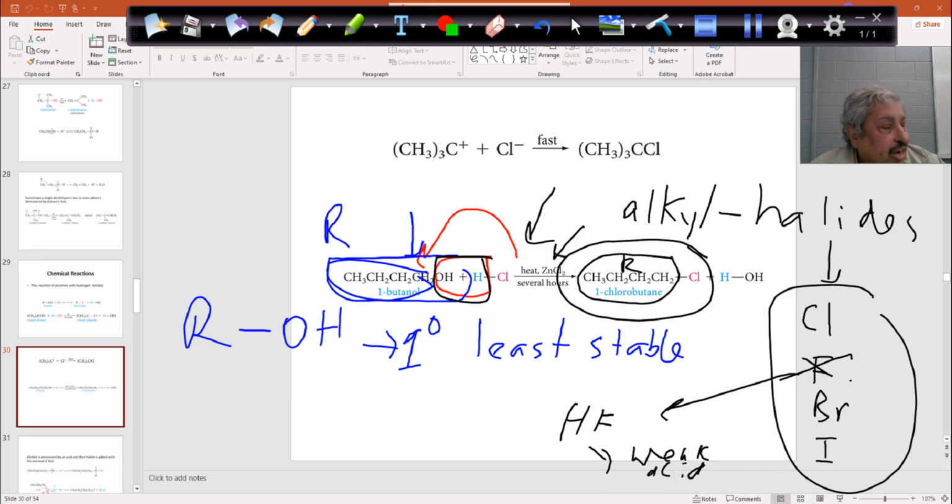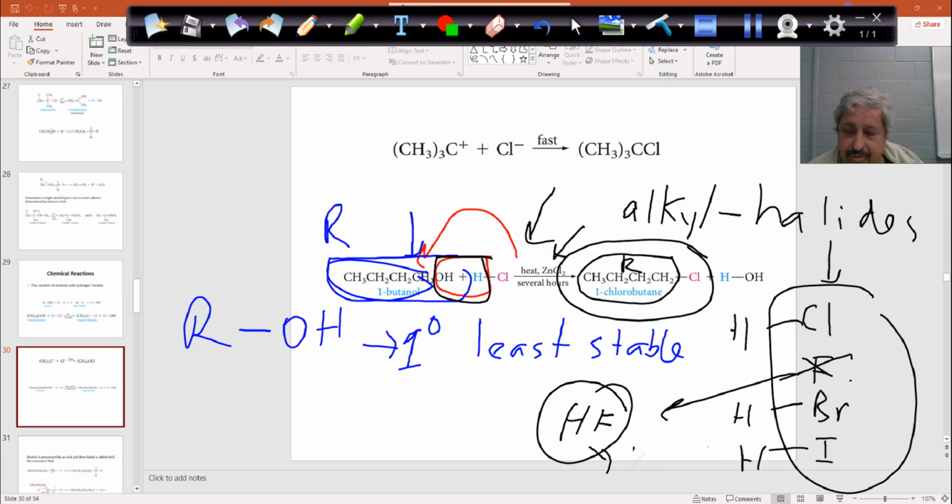You have to have strong acids, which are HCl, HBr, HI. Those are strong acids. HF is a weak acid. Write it down here: HF is a weak acid, so you can't expect this. So this is HCl, very strong acid. A weak acid will not deliver this.